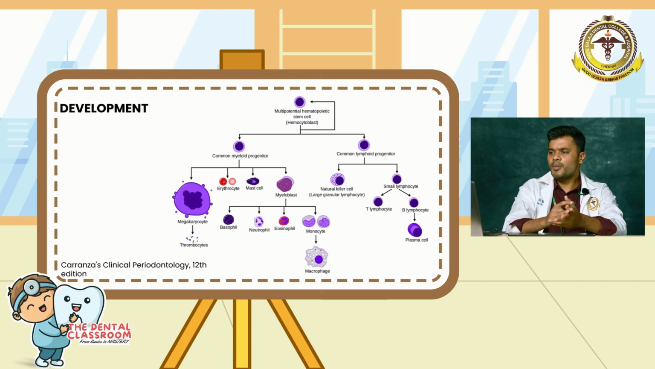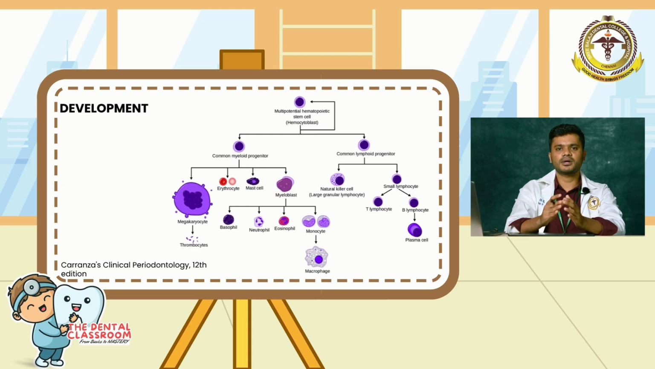So from the common myeloid progenitor, the neutrophils get their origin. It gets into myeloblast and it differentiates into neutrophils.